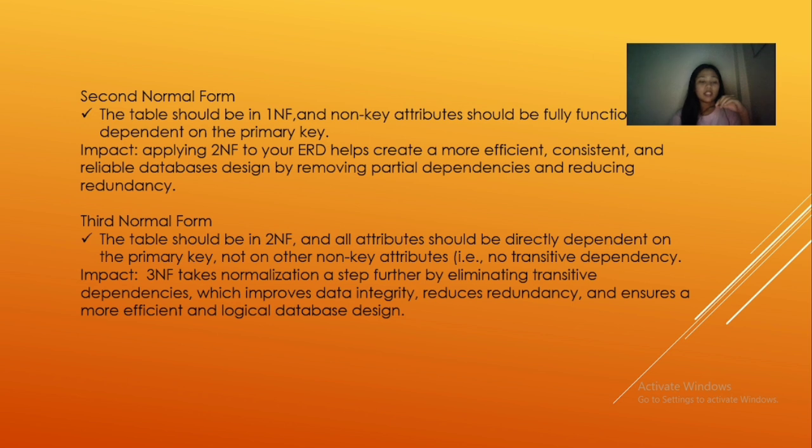The last one is the third normal form. The table should be in 2NF, and all attributes should be directly dependent on the primary key, not on other non-key attributes. For example, no transitive dependency. The impact is that 3NF takes normalization a step further by eliminating transitive dependencies, which improves data integrity, reduces redundancy, and ensures a more efficient and logical database design.